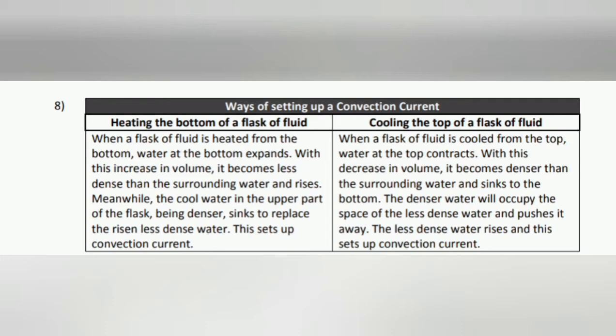When a flask of fluid is cooled from the top, water at the top contracts. With this decrease in volume, it becomes denser than the surrounding water and sinks to the bottom. The denser water will occupy the space of the less dense water and pushes it away. The less dense water rises and this sets up convection current.